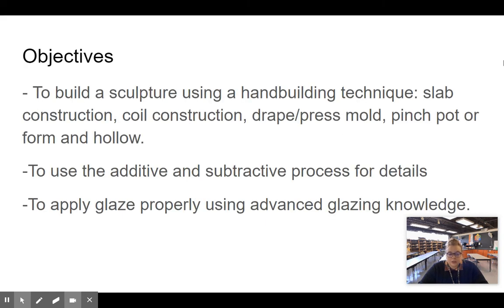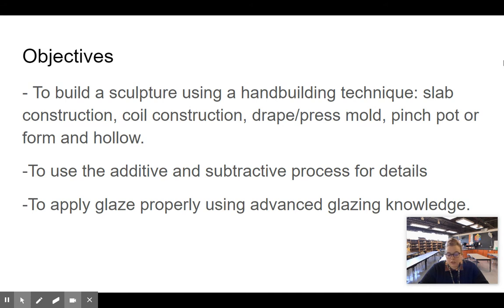Your objectives are to build a sculpture using a hand building technique, or hopefully all three if you're going to build a well developed project: slab construction, coil construction, drape or mold pressing, pinch pot, or form and hollow. However you need to go about creating the realism in your piece, you can use all of those combined, or you could just use one. Use the additive and subtractive process for details. If you are building something that looks realistic, you will be taking away and adding to. Okay, not one or the other, both. If it's going to be realistic, you're going to need to use both.